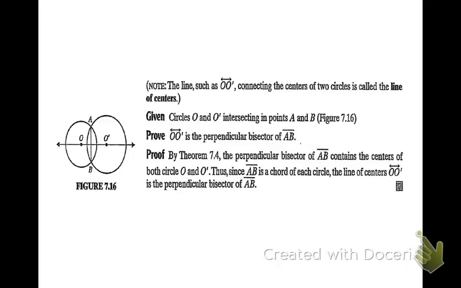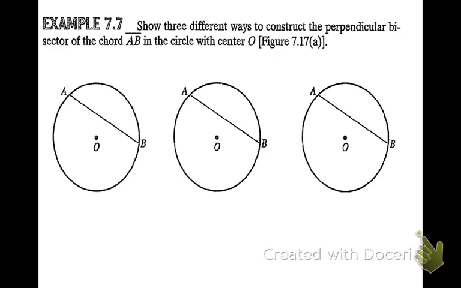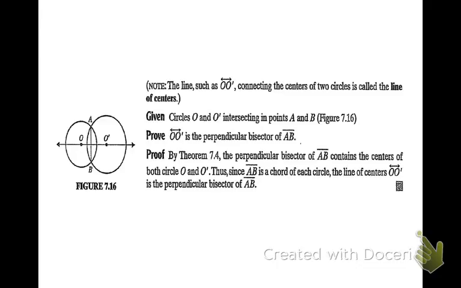Thus, AB is a chord of each circle. The line of centers O O prime is the perpendicular bisector of AB. Since the line goes through both centers, AB is perpendicularly bisected in both circles. Okay, so then if it's the perpendicular bisector, this segment would equal that segment, and it's perpendicular.